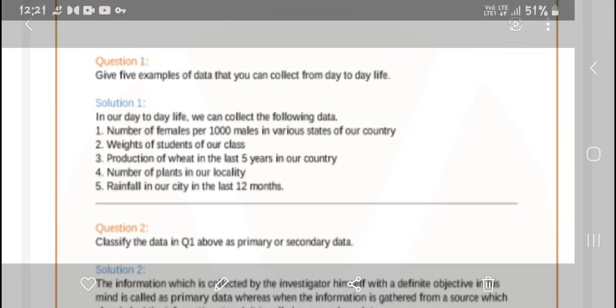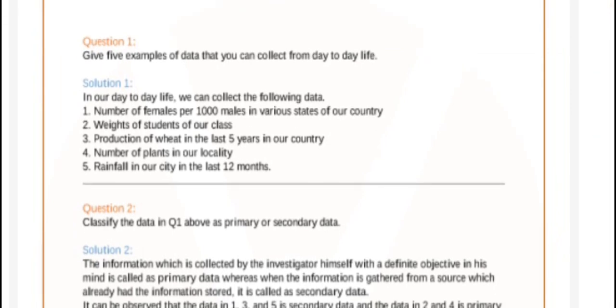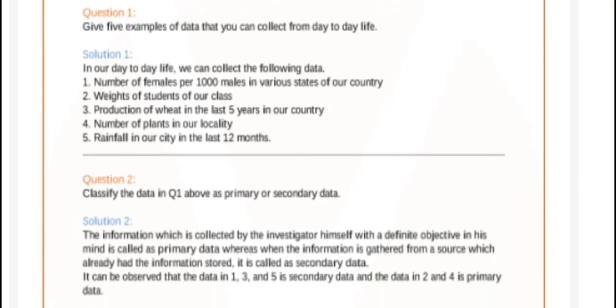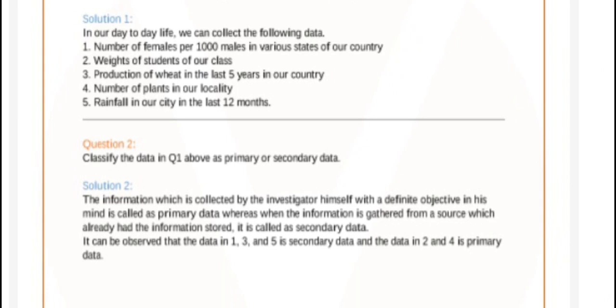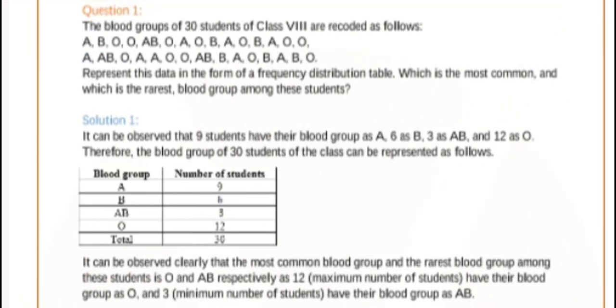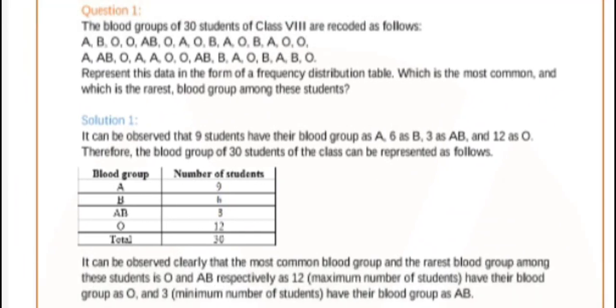Today I'm going to explain your 9th standard maths, the 14th chapter, that is statistics. So let's come to the chapter statistics. Give 5 examples of data that you can collect, like the number of females per thousand males, rainfall in our city in the last 12 months, etc. Next, exercise 14.2.